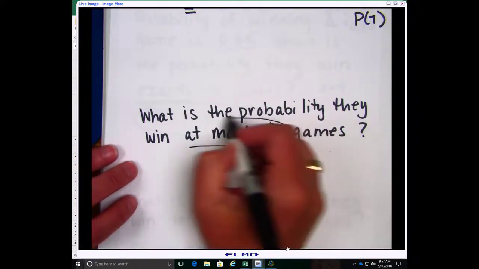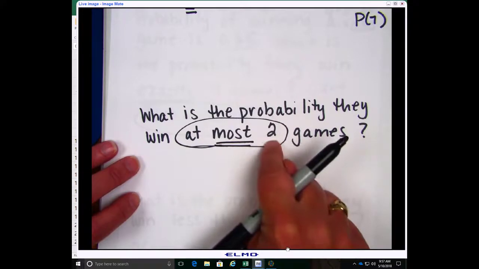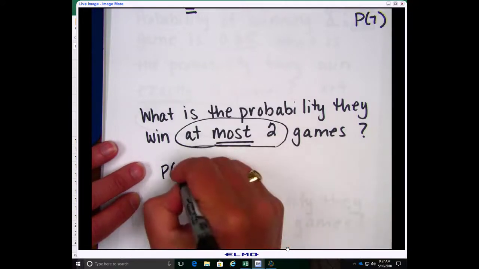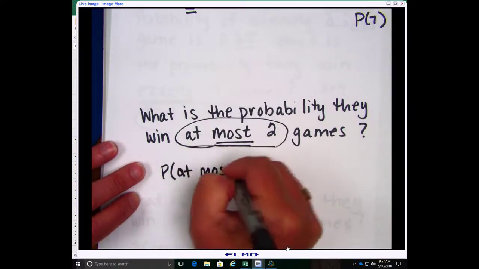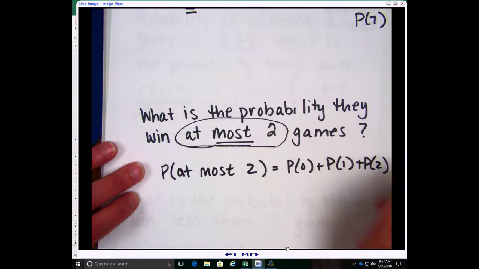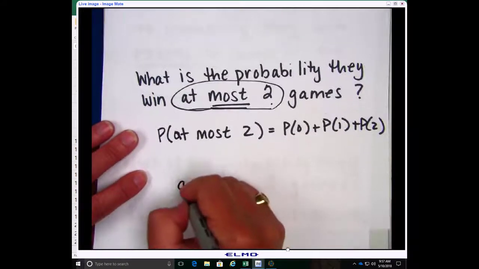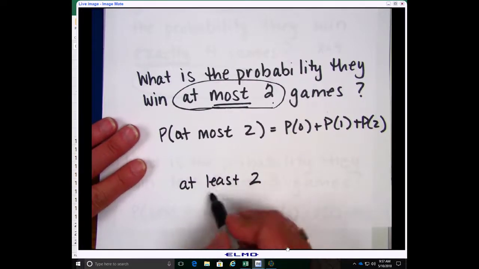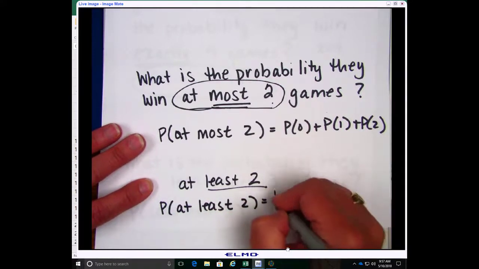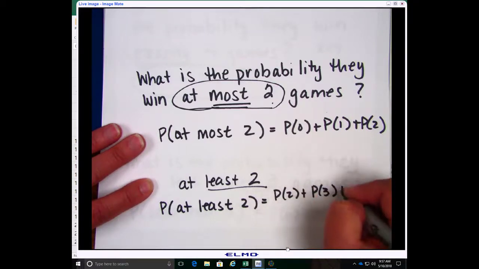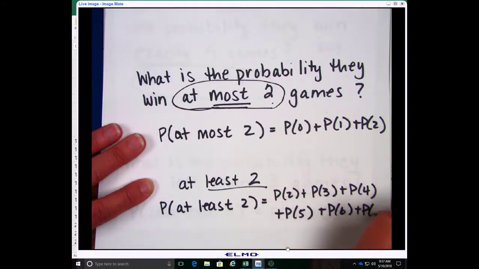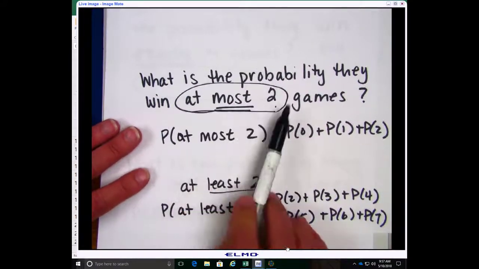All right, one that confuses students is when they say at most two games or at least two games. So we're going to talk about at most. When I see most, it means this is the most it can be. So it can be anything less, but the most it can be is two. So it's going to be at most two. It's going to be 0, 1, and 2 because this is the most it can be. If it was at least two, this is the least it can be. So the probability of at least 2 would mean probability of 2, 3, 4, 5, 6, 7.